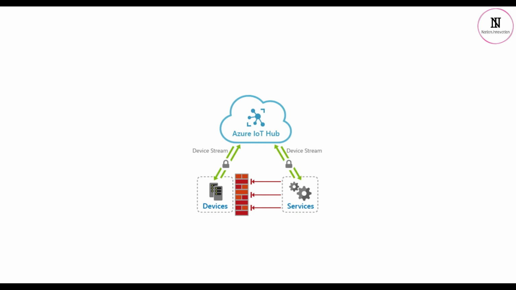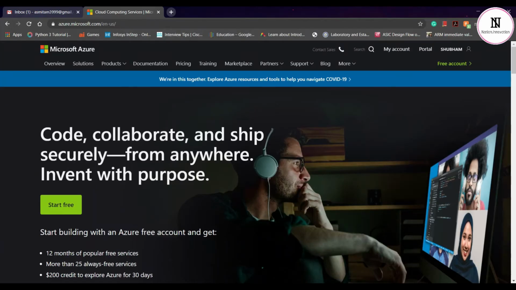It enables secure and reliable bidirectional communication from device to cloud and from cloud to device over widely used IoT communication protocols such as HTTP, MQTT and AMQPS. Now let's see how to create an IoT hub.